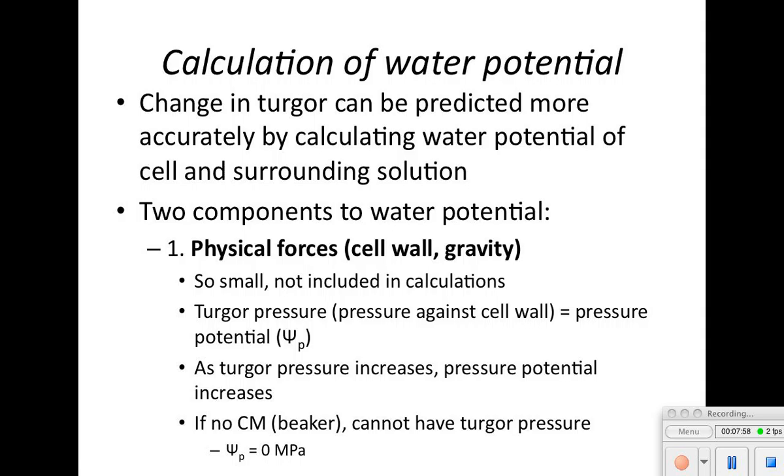You have to look at two things. Physical forces, which means gravity. These are very, very small, so we don't really include it in our calculations. But just know that as our turgor pressure increases, pressure potential also increases. If there's no cell membrane, like a beaker, then we cannot have turgor pressure.